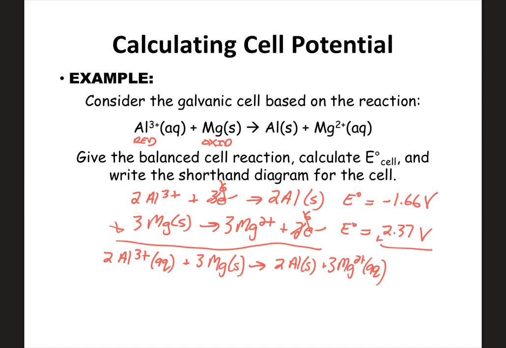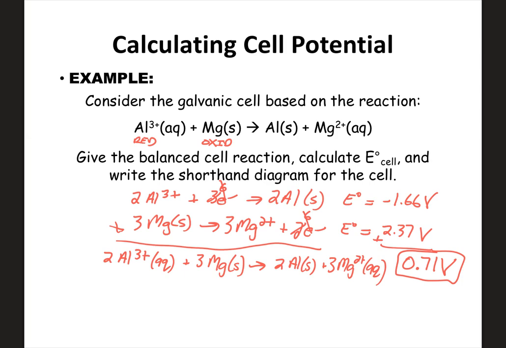I just have to add up the cell potentials for each of the half reactions. When I do that, I get 0.71 volts. So that's going to be my cell potential for the cell. But the last thing it wants me to do is the shorthand diagram, which would be the line notation. Remember, you have to write the line notation with your solids on each end, and you need to have the anode going to the cathode. So on the left should be your anode, cathode should be on the right.